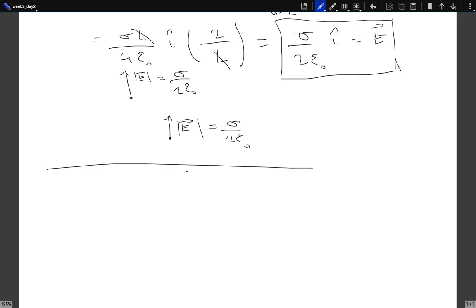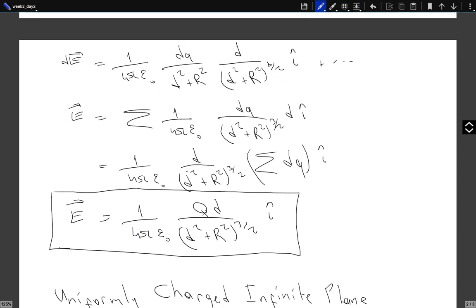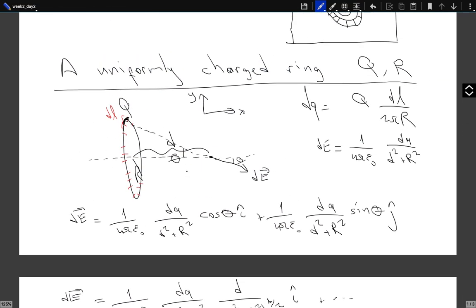You see, our strategy is always the same. Divide and conquer, in a sense. You have these extended objects, like the ring. We just divide it into point-like objects. But if it's a collection of point-like objects, then we can just use Coulomb's law. So in this derivation, here is the Coulomb law. It's just the overall coefficient times the charge creating the electric field divided by the distance from the electric field squared. This is just the Coulomb law.